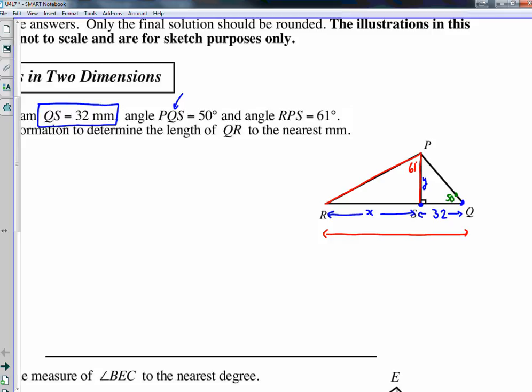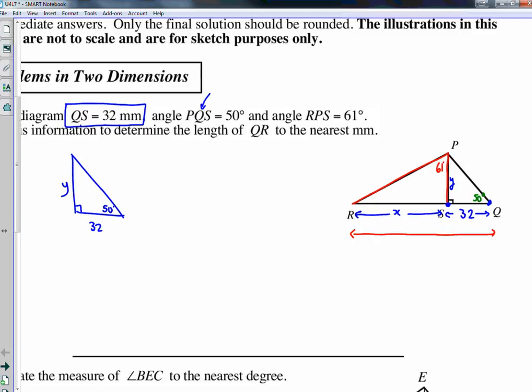So looking at this triangle here on the right, we have the 50 degrees, Y, and 32. Okay, so let's label it. What's Y? Opposite. What's 32? Adjacent. So looking at SOHCAHTOA, who do we want to use? Tan. Okay, so tan, we set it up. Tan of our angle, so tan of 50 equals what divided by what? Y over 32, opposite over adjacent.